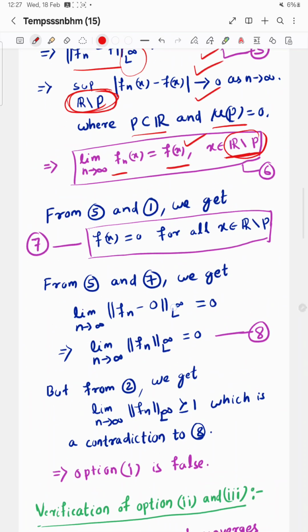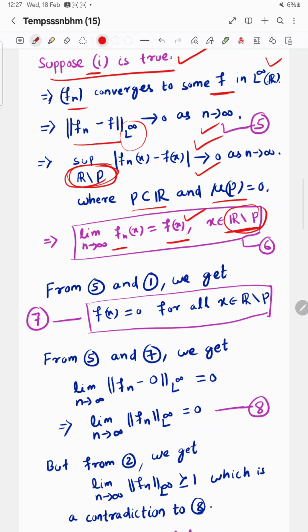Here, in equation 6, this f(x) value is equal to 0 on this set, and since the P set has measure 0, our f is almost everywhere 0. We know that in L^p or L infinity spaces, functions are treated in the almost everywhere sense. We have established that f is almost everywhere 0, which means f is a zero function.